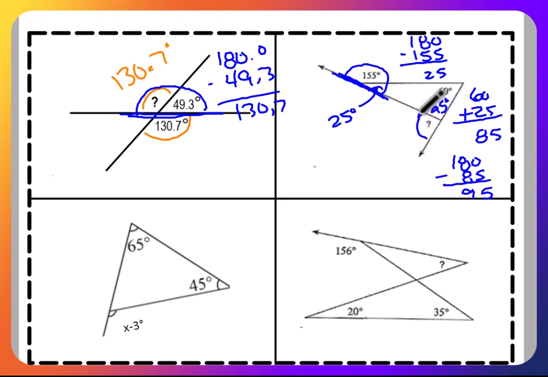Now that we know that this is 95 degrees, when I put those two together, it makes that straight line that is 180 degrees. So I subtract it and we get 85. So this question mark angle on the outside is 85 degrees. Oh my gosh, that was so fun.